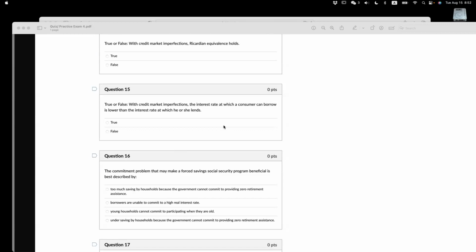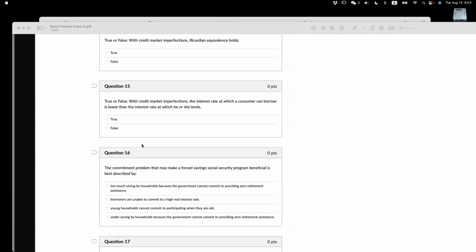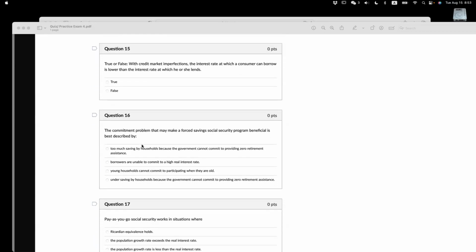So this is not correct, right? Actually, this depends on who you are. It's going to depend on who you are. The interest rate you can borrow really depends on who you are. Okay. So now question 16.